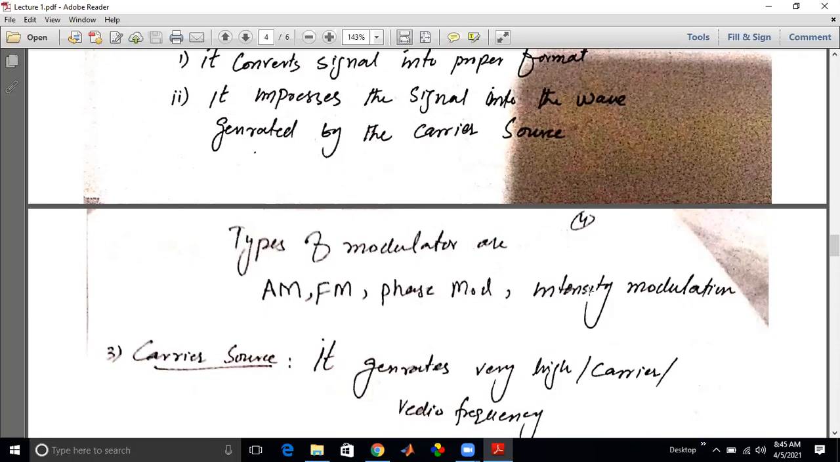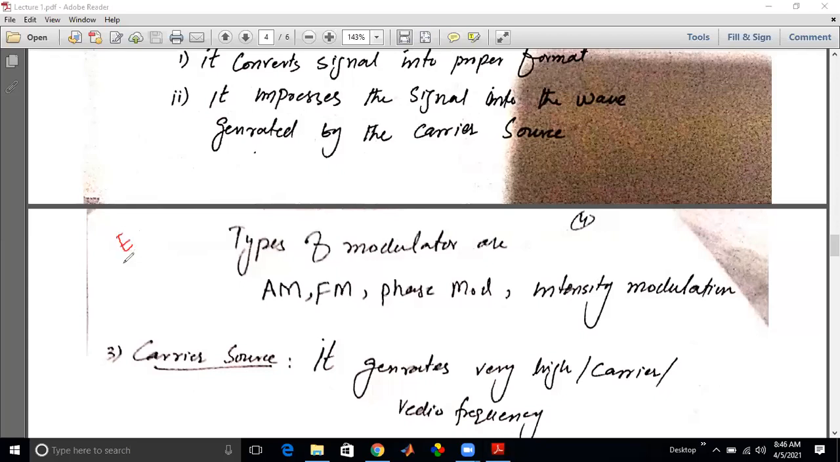And there is a fourth one, called intensity modulation. As we study the course of optical communication systems, we will use intensity modulation. And what is meant by intensity modulation? In intensity modulation, the intensity of the light will be changed with respect to the message signal. What is intensity? The energy transmitted by the light per unit area. This is called intensity.